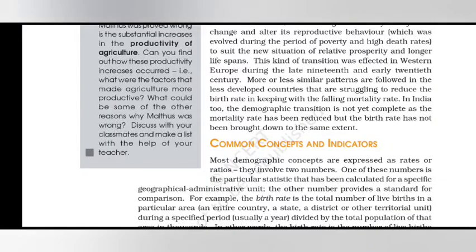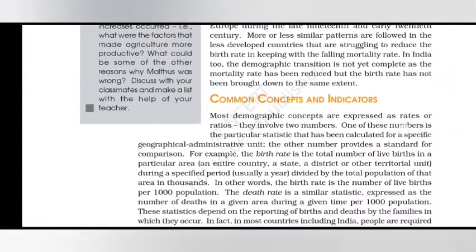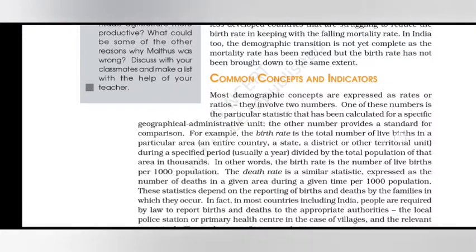This kind of transition was effected in Western Europe during the late 19th and early 20th century. More or less similar patterns are followed in less developed countries that are struggling to reduce the birth rate in keeping with falling mortality rate. In India too, the demographic transition is not yet complete, as the mortality rate has been reduced but the birth rate has not been brought down to the same extent.